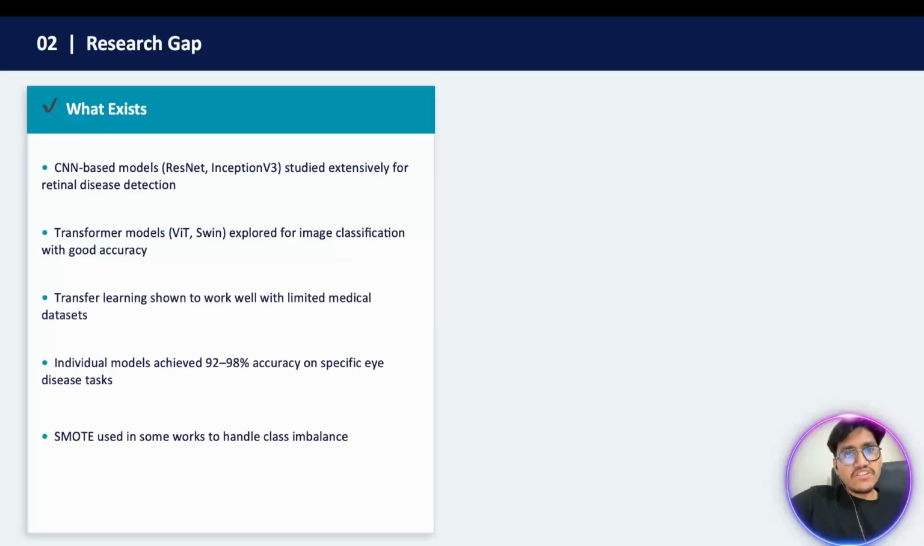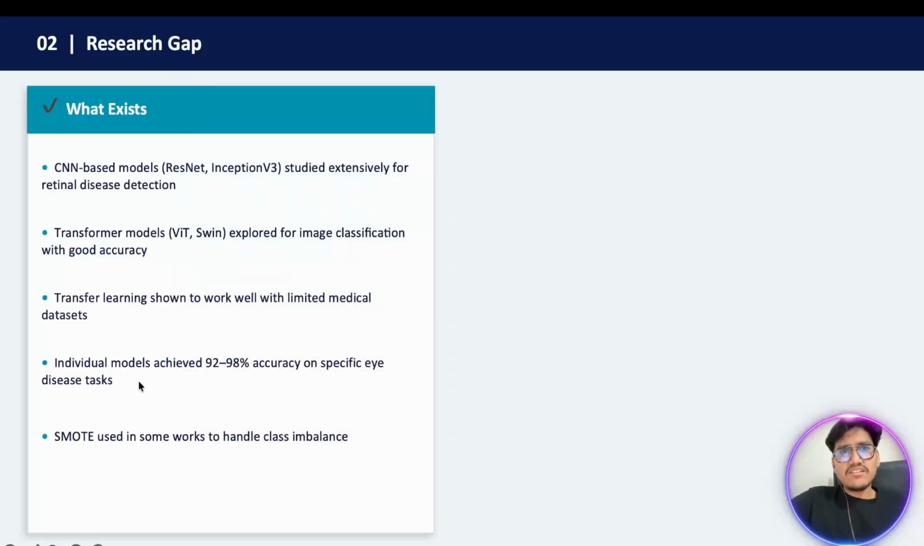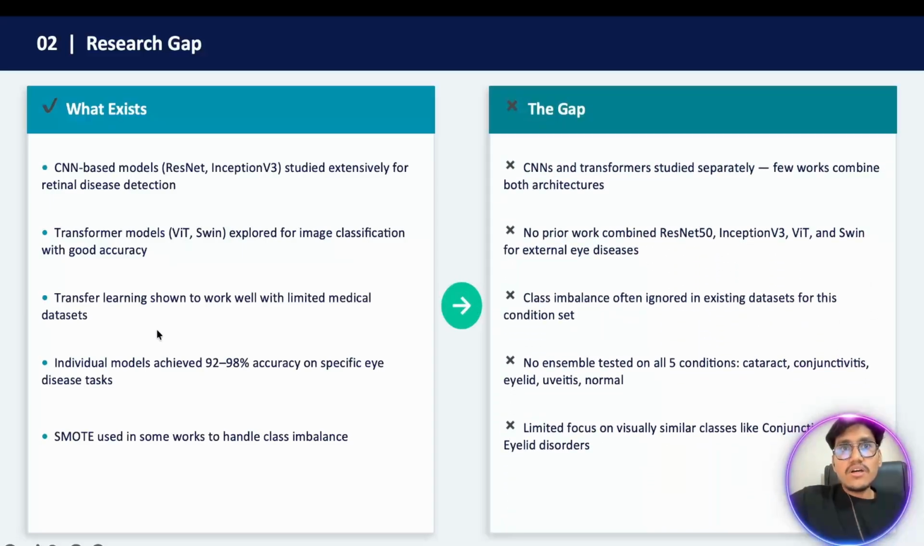And then transfer learning using models pre-trained on ImageNet has been shown to work well, even when medical datasets are small. And then several individual models have achieved between 92 to 98% accuracy on a specific eye disease task. And some studies have also used SMOTE and oversampling techniques to deal with uneven class size in the training data. So all these are what already exist. Now we will see what the gap was in those papers.